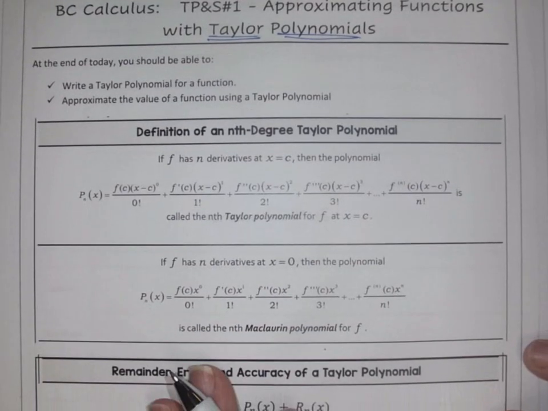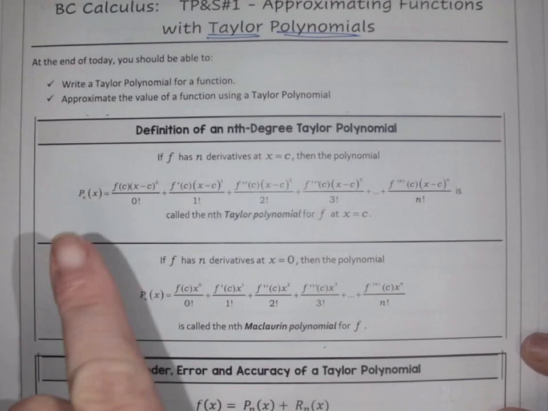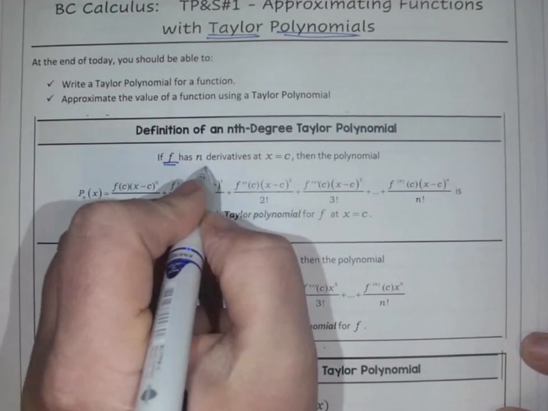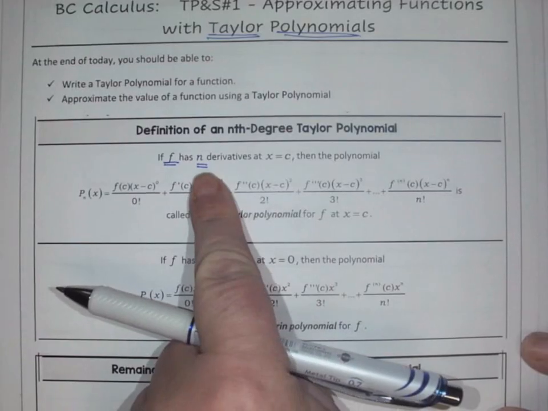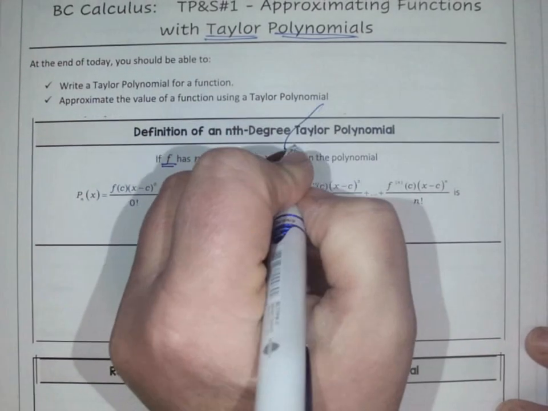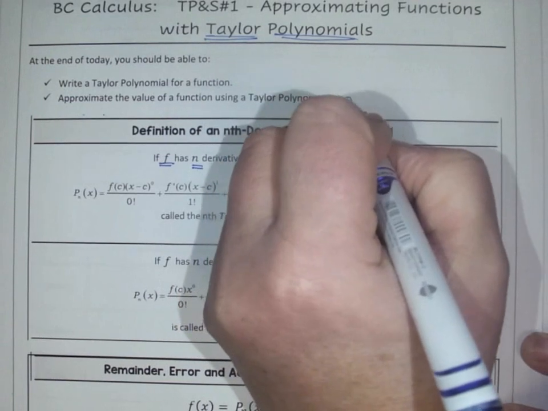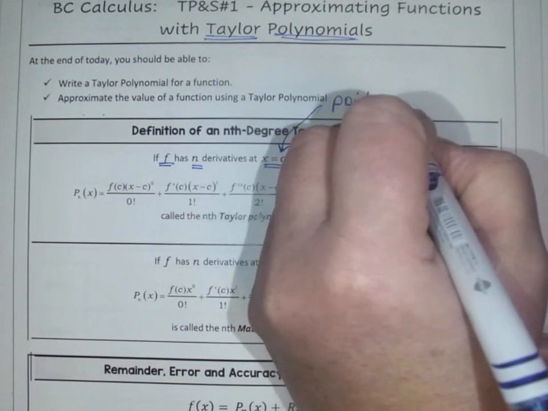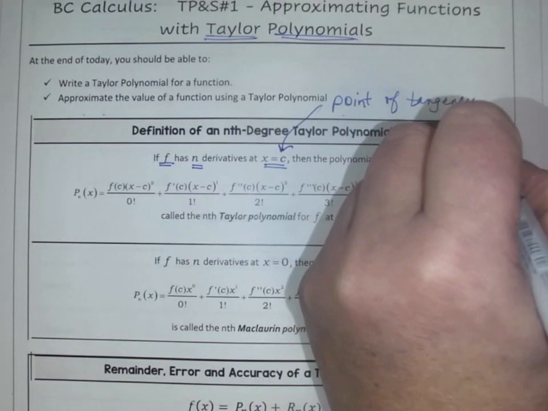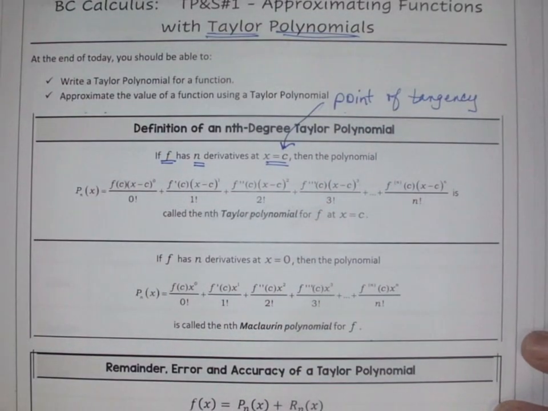And the formula for an nth degree Taylor polynomial is, okay, we're talking about the function f. n is the derivative that we're on, and we're centered at x equals c. This c value is our point of tangency. That's where they touch. Okay, so that's our point of tangency.